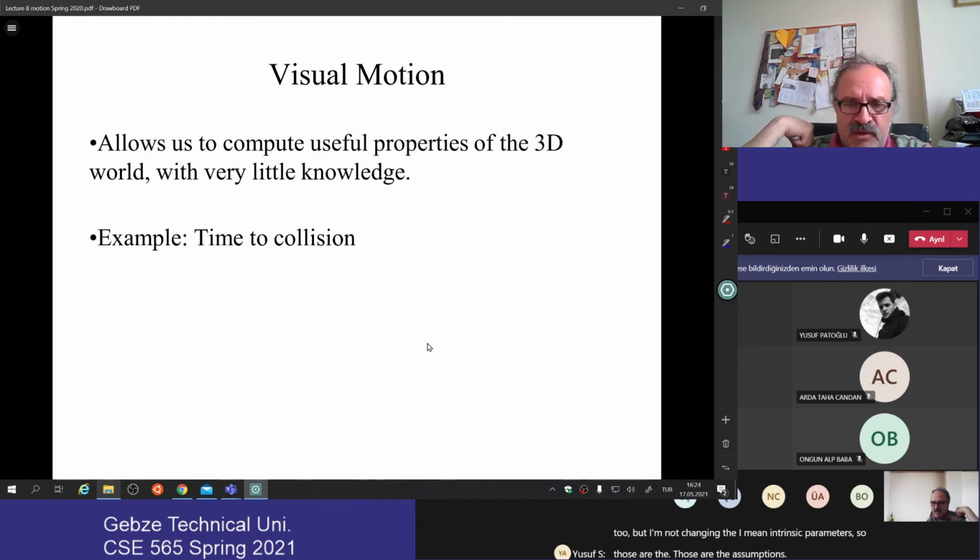It looks like I am out of time. I wanted to give you a simple example of how the motion could be very useful for calculating stuff, but it looks like I'm going to do this next week.